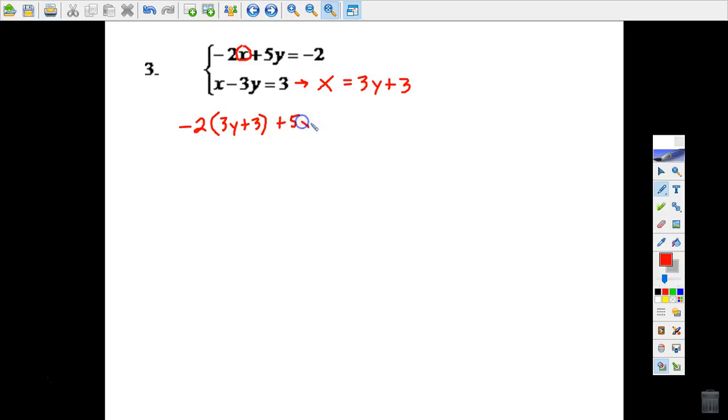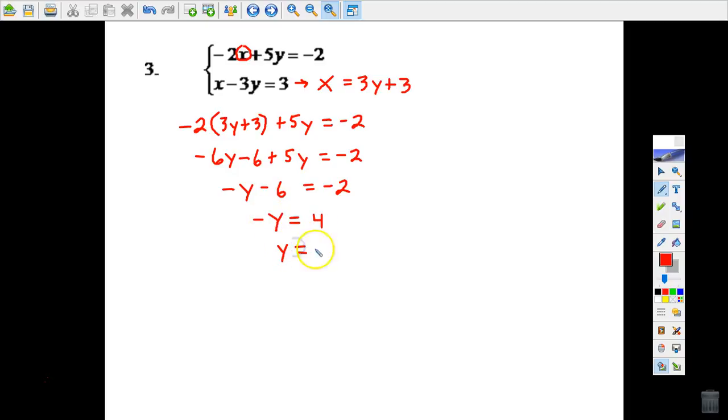plus 5y is negative 2. Distributive property, negative 6y minus 6 plus 5y is negative 2. Combine like terms, negative 6y plus 5y is negative 1y. Minus 6. Add 6 to both sides. And we get our value for y.